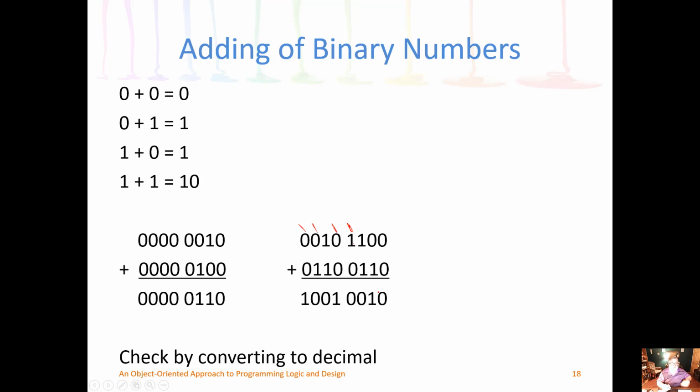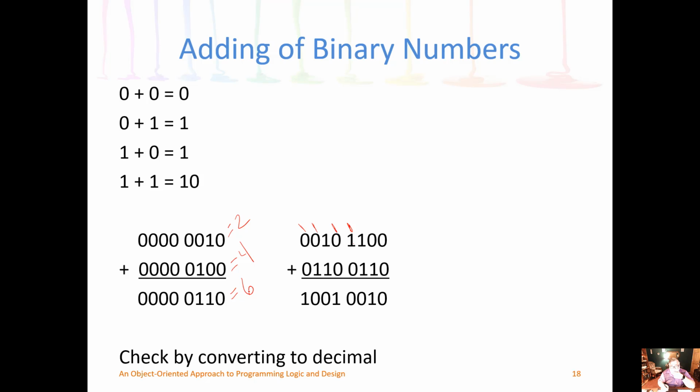Now we can check by converting these to decimal. If I look over here, this number is actually equal to 2. This number is actually equal to 4. And if you convert this, this is actually equal to 6. So 2 plus 4 is 6. And we know that's correct.